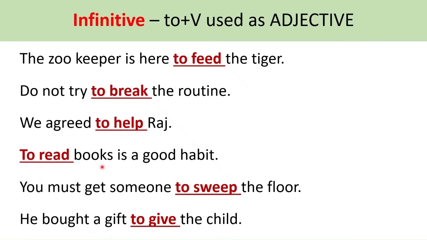To read books is a good habit. Books is the noun. To read qualifies that. Therefore, non-finite usage as an adjective. You must get someone to sweep the floor. Floor is the noun. To sweep qualifies the noun, and therefore it's an adjective. Non-finite to infinitive form as an adjective. He brought a gift to give the child. The child is the noun. To give qualifies that, and therefore it is an infinitive, a non-finite to plus verb used as an adjective.